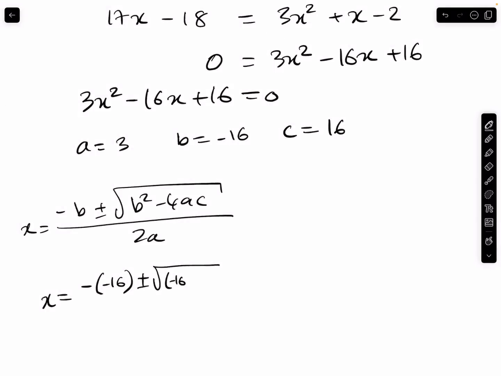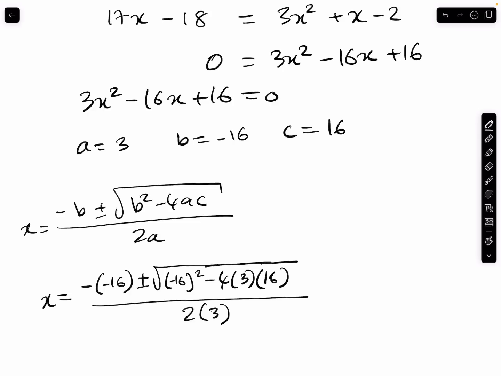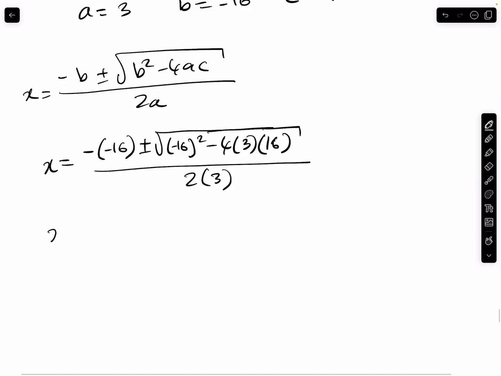Let's move it down here. So a squared minus 4 times A, 3 times C, which is our C. That's all over 2 times 3. Okay, so now we're going to have to tidy this up. So minus 16 is a plus 16.